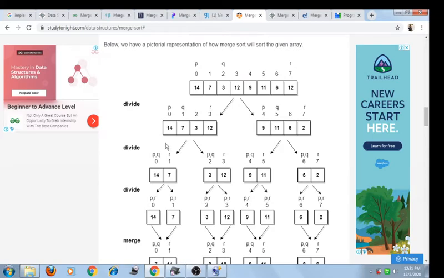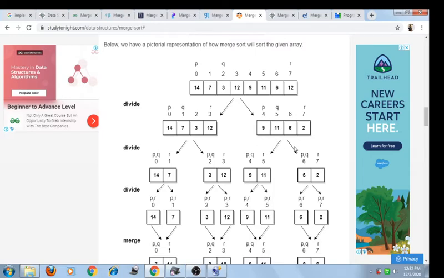Now again we find the mid of this list. How can we find the mid? Lower bound plus upper bound divided by 2. So 0 plus 3 is 3, divided by 2. What is the mid? The mid is approximately 1. So divide this sublist into two parts: indices 0 and 1 are in one sublist, and 2 and 3, that is 3 and 12, are in the other sublist.